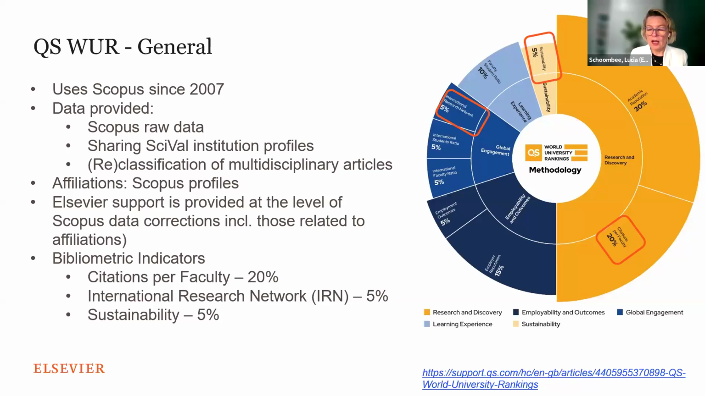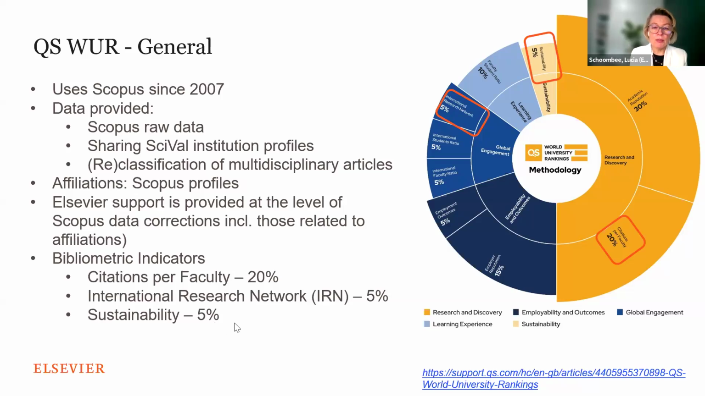So for QS, there are fewer indicators, but they actually tend to be a little bit more complex, with more normalizations that take place. But taken together, about 30% of the entire QS scoring comes from bibliometric data, or almost 30%, because the 5% for sustainability is not entirely based on bibliometric data.